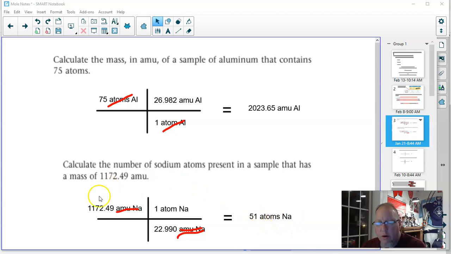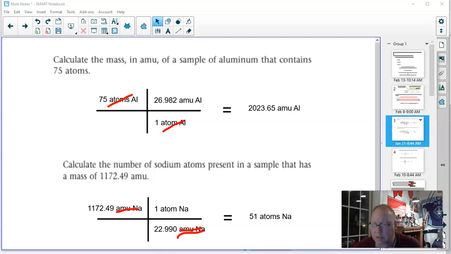And just like I said before, how your teacher actually handles a number that's a count would be up to that individual teacher because it can get tricky. 51 atoms of sodium is what I would accept because I think a count has an infinite number of significant digits. But that is a topic for your own individual chemistry teacher and what they want you to do with that.